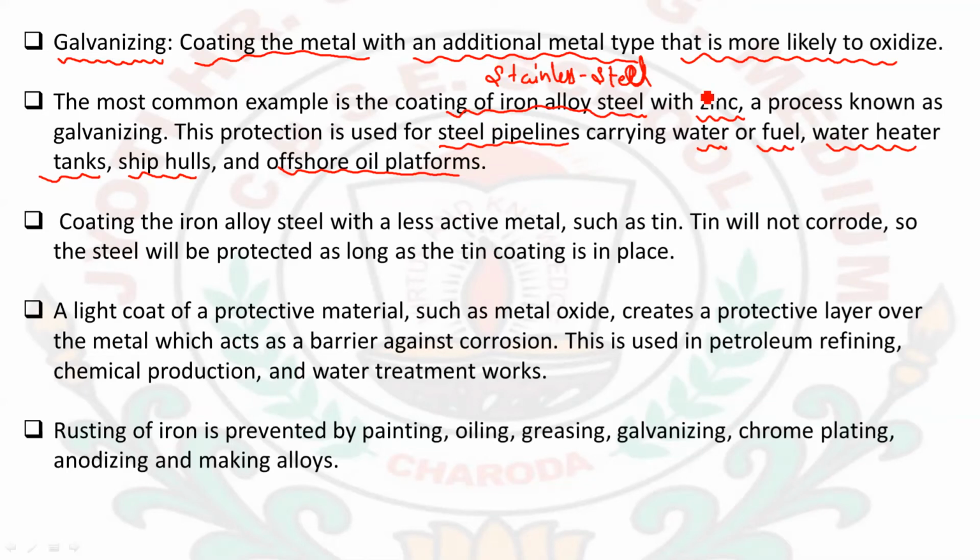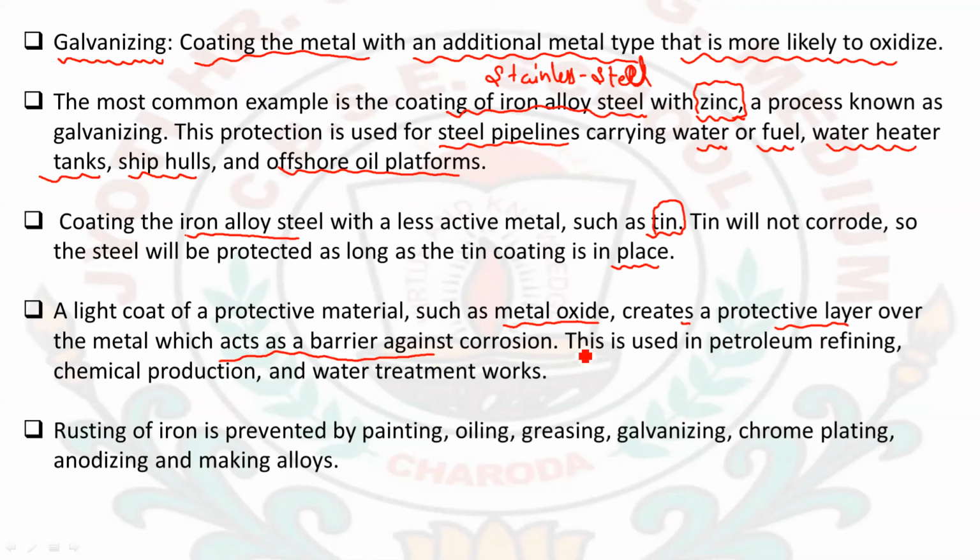So in order to protect our metal, we use the galvanization process. The steel is coated with zinc, which is less reactive with water as compared to iron or steel. Next, some other example is that iron alloy steel is coated with tin also, which is more preventive to corrosion, and it is used at some places. Next, a light coat of protective material such as metal oxides creates a protective layer over the metal, which acts as a barrier against corrosion.